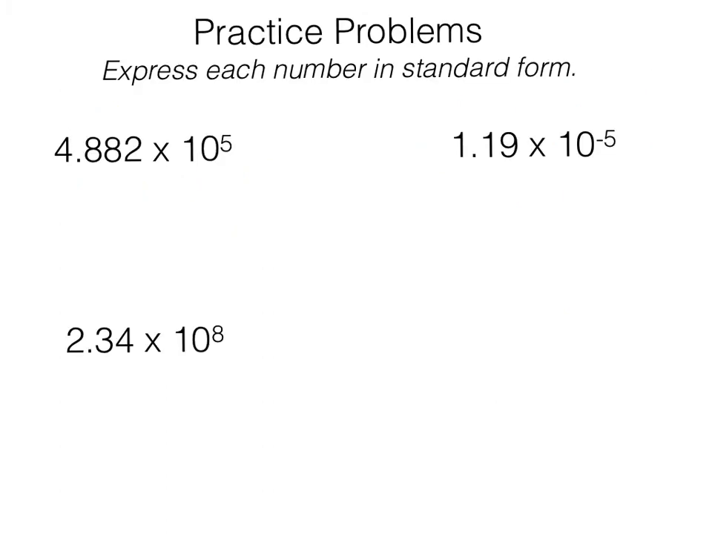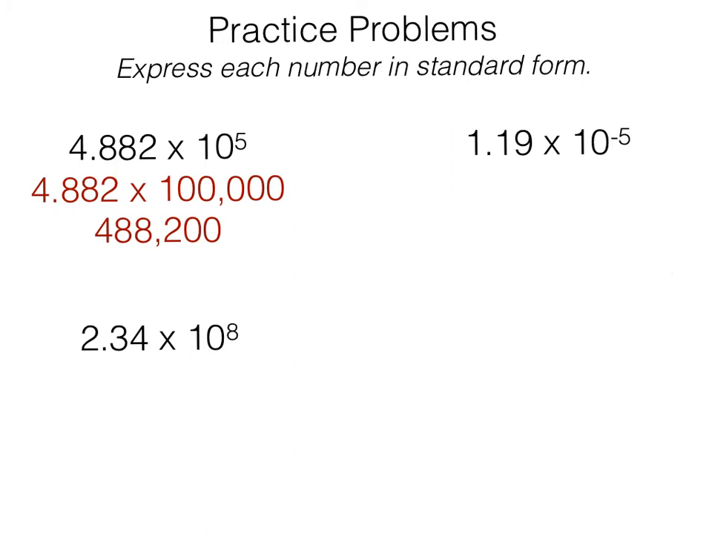Alright, here are 3 practice problems to work on. Go ahead and write these down at this time. Pause the video, try and solve them, and then restart the video. Looking at our first example problem, we have 4.882 times 10 to the 5th, so we're going to multiply the decimal by 100,000. When you do that, you get 488,200. Notice with the exponent, you can move it to the right 5 spaces, 1, 2, 3, 4, 5, and get the same result.